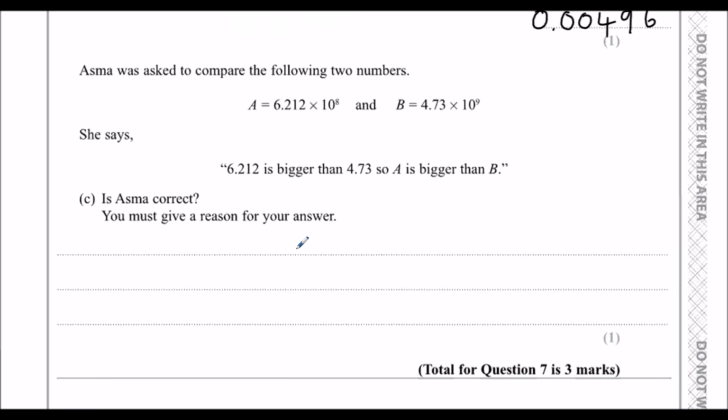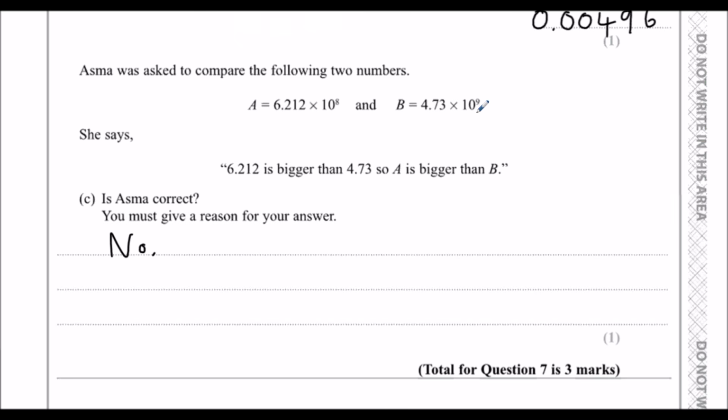Asma was asked to compare the following two numbers. So A is 6.212 times 10 to the power of 8, and B is 4.73 times 10 to the power of 9. She says 6.212 is bigger than 4.73, so A is bigger than B. Is Asma correct? You must give a reason for your answer. So no, Asma is not correct because B's got a bigger power of 10. So no, and our reason is B has a bigger power of 10, so it's actually a bigger number.